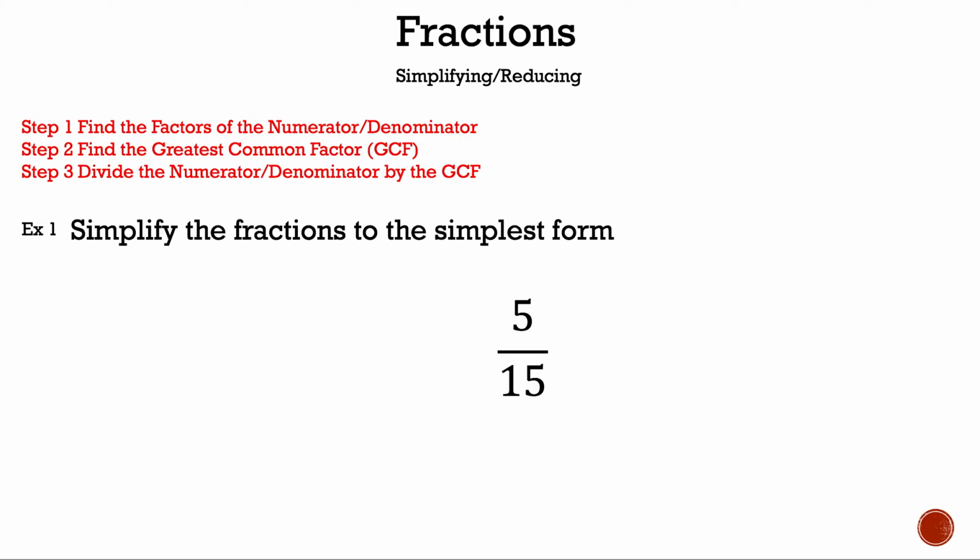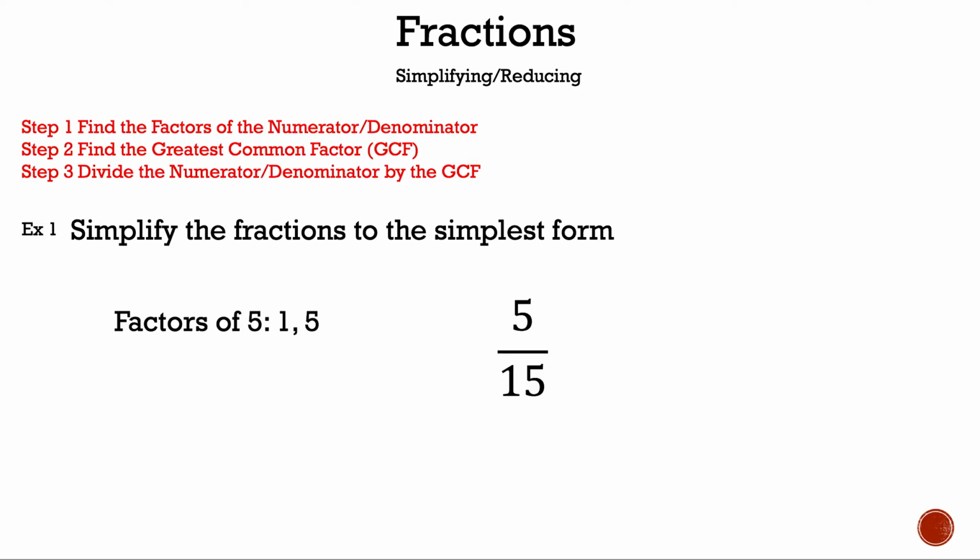Let's go ahead and read the question before we get started, making sure we know what we're doing. Simplify the fractions to the simplest form. So we know that we need to simplify. So let's go ahead and do step 1, find the factors of 5. The easiest one is always to do 1 and itself. In this case, that would be 1 and 5. And there's nothing else because 5 is prime.